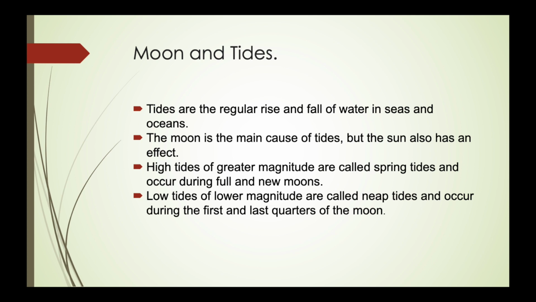Moon and tides. Tides are the regular rise and fall of water in seas and oceans. The moon is the main cause of tides, but the sun also has an effect. High tides of greater magnitude are called spring tides and occur during full and new moons. Low tides of lower magnitude are called neap tides and occur during the first and last quarters of the moon.